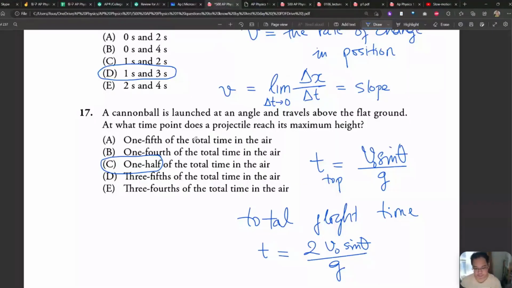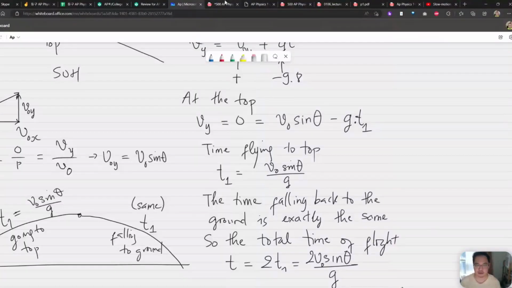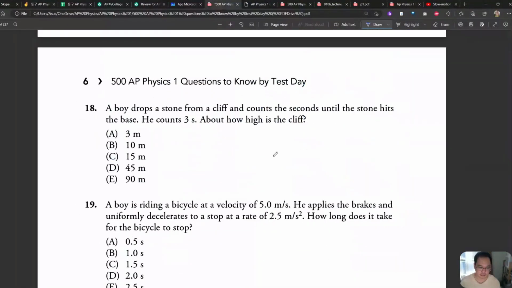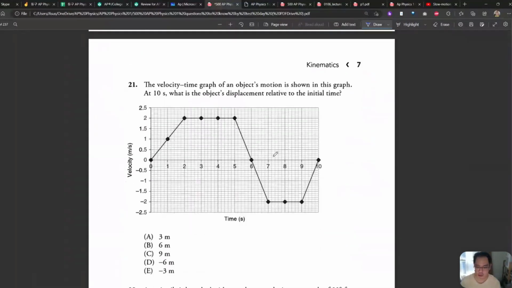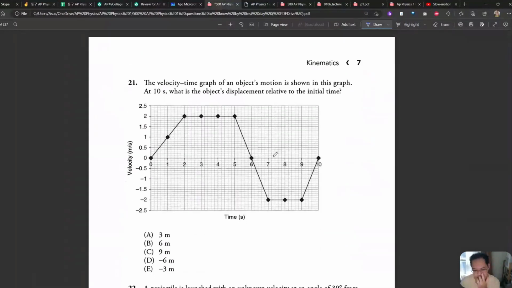What's the next one? Oh, no more questions. So please do the next 5 questions in this document yourself. We'll spend about an hour for each session on the multiple choice questions and 1 hour left for the free response questions.